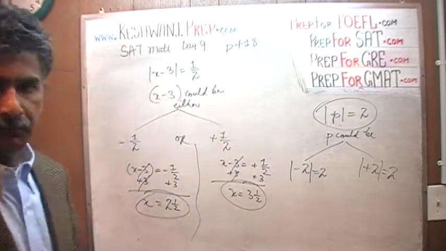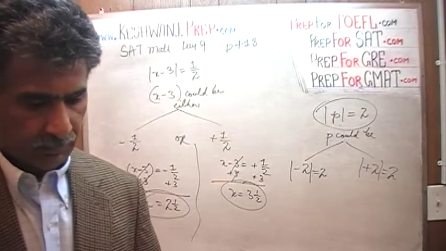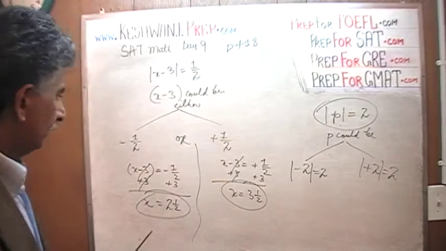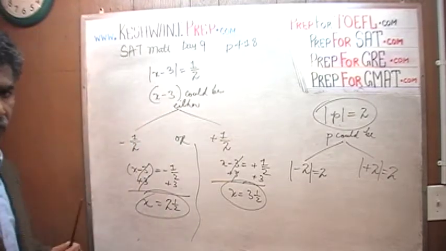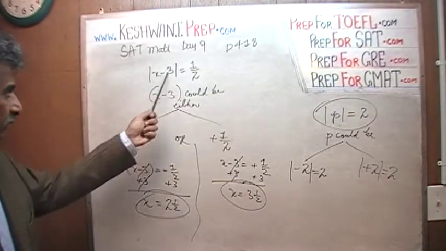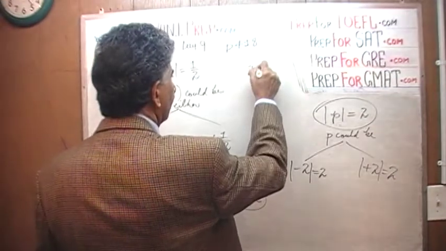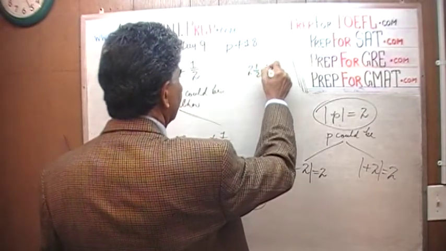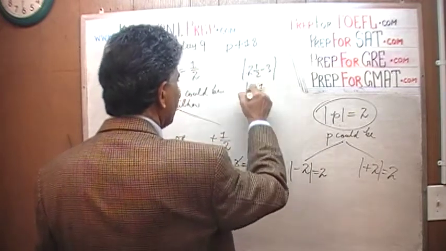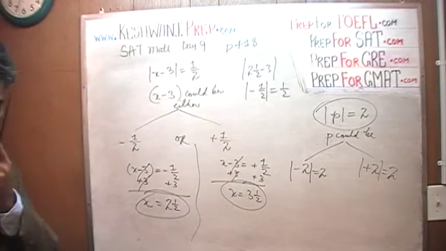Well, which one is it? Let's see what they're asking for. It says, what is the least value of x that will satisfy this equation? The least value that will satisfy this equation is 2.5, because 2.5 minus 3 is -1/2, and if you take the absolute value of it, it becomes +1/2. So the answer is 2.5.